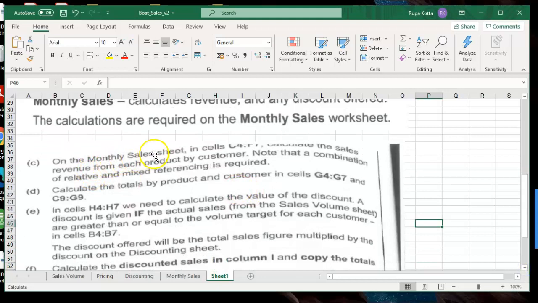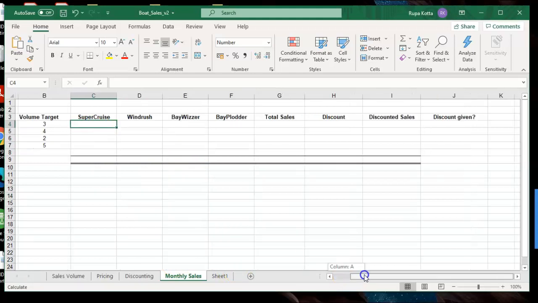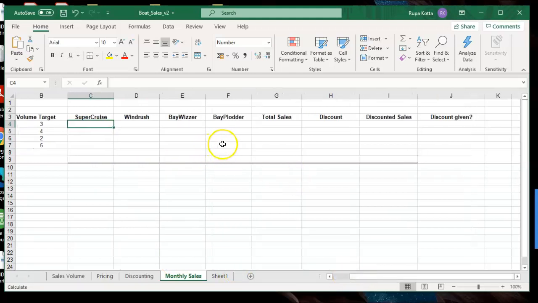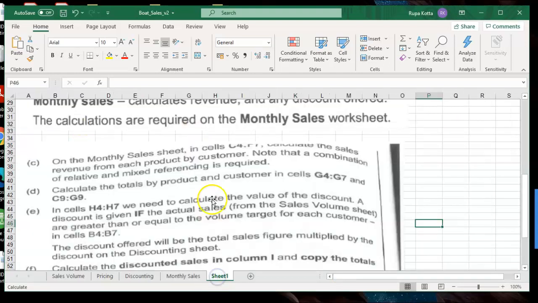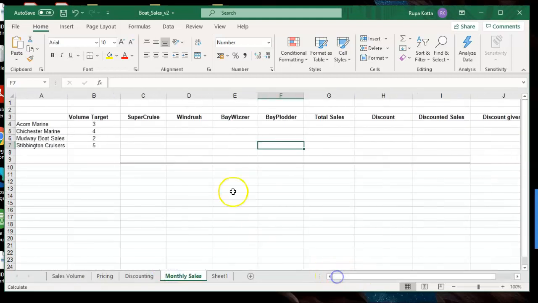On the Monthly Sales sheet, in cells C4 to F7, sorry, you can't see that clearly, but from C4 up to F7, that is up to here, we have to fill up some information. Calculate the sales revenue from each product by customer. Note that a combination of relative and mixed referencing will be required. So from C4 to F7 we need to calculate the sales.